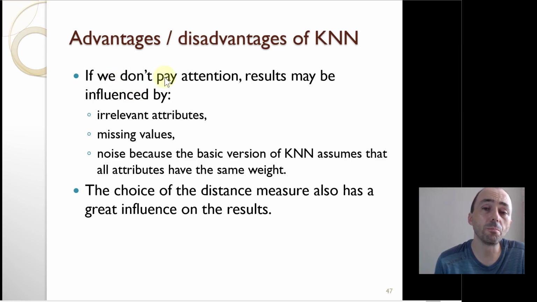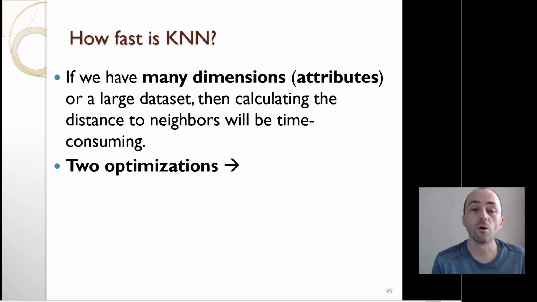If we don't pay attention, the result might also be influenced by irrelevant attributes. So we need to remove them, as well as the missing values and maybe the noise. Maybe we need to use the weight, as I explained. And also how to choose the distance measure, as the choice of the distance measure has a great influence on the result. So how fast is KNN?